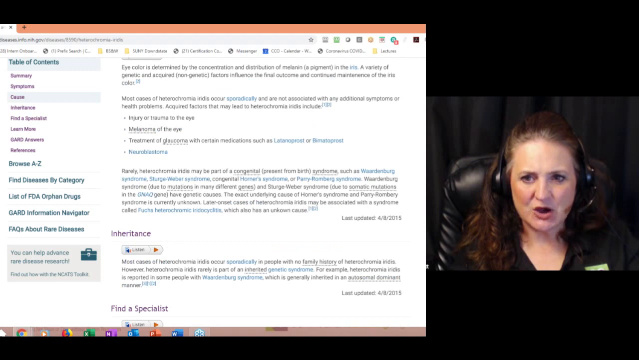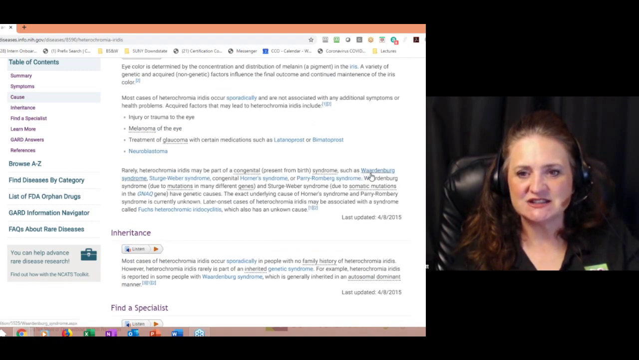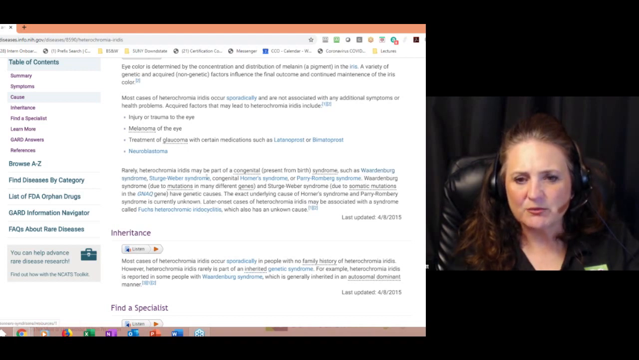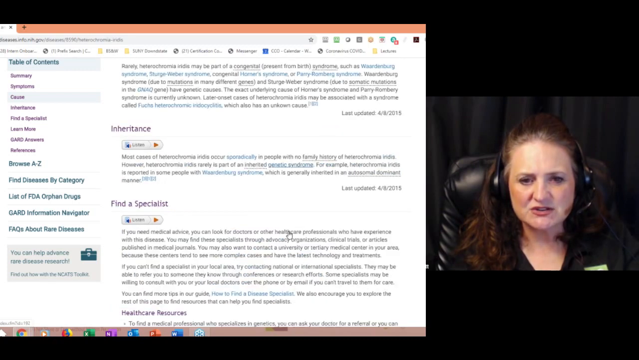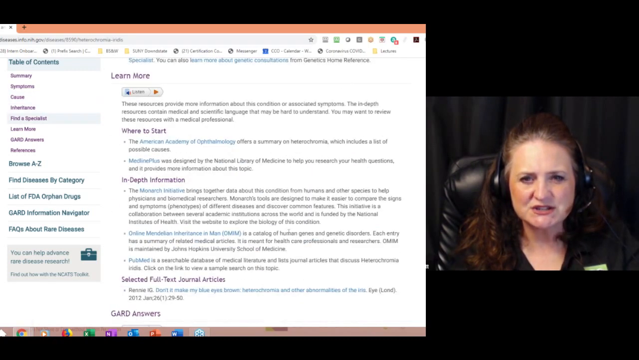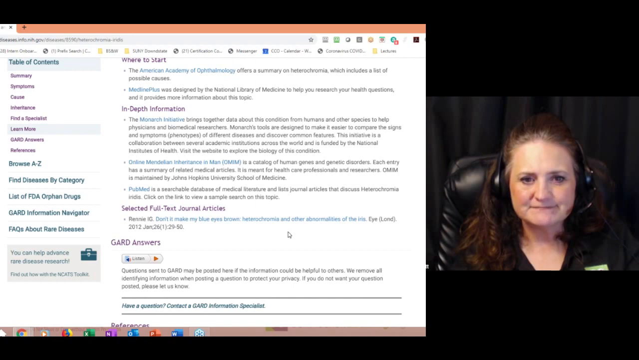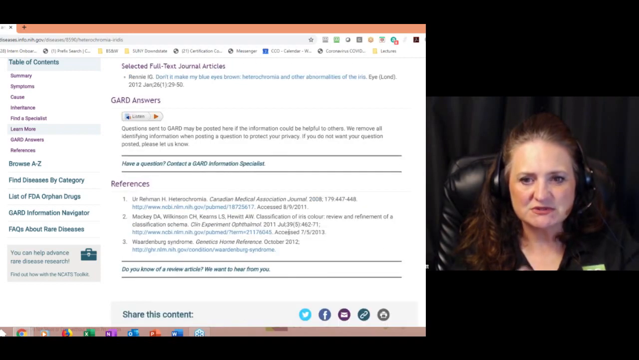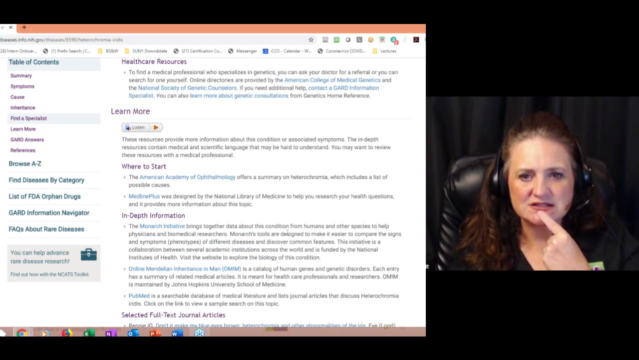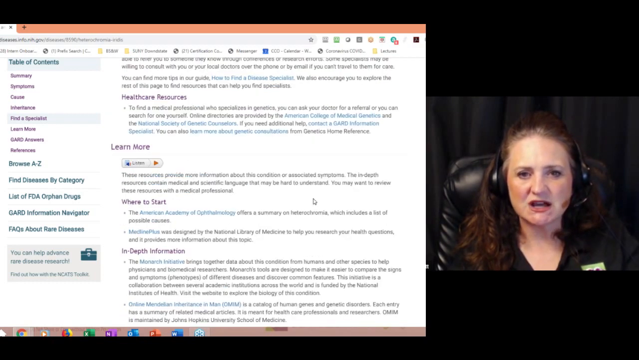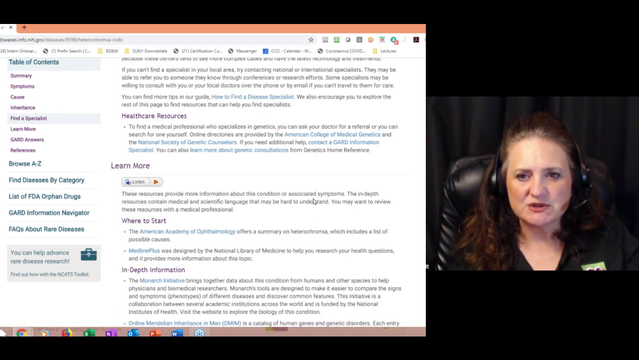Present from birth. Oh, here it is. Such as, this is what I was remembering, Waardenburg syndrome. Underlying causes. Find a specialist, learn more, in-depth information. I wish it would just list the other things and not in such a little print so I didn't have to squint, guys. But you can go do other research.